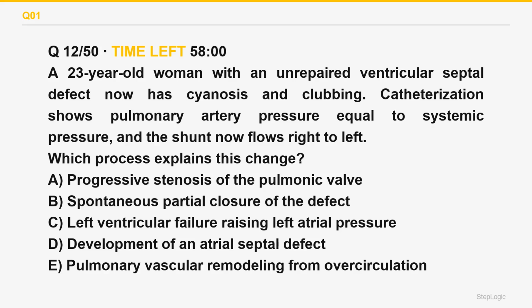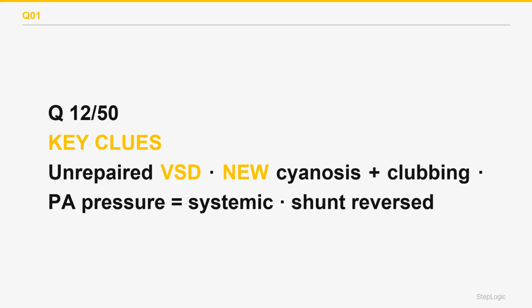Which process explains this change? A 23-year-old woman with an unrepaired ventricular septal defect now has cyanosis and clubbing. Catheterization shows pulmonary artery pressure equal to systemic pressure, and the shunt now flows right to left. Read the command, what changed to reverse the shunt? A left to right shunt that turns blue has undergone one specific vascular transformation.